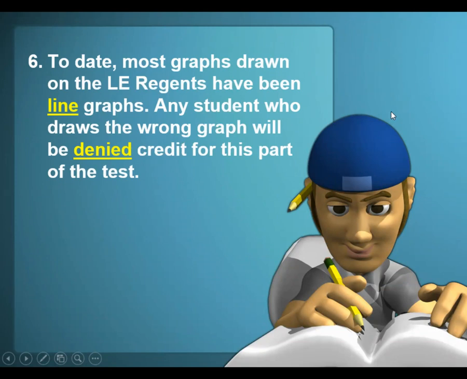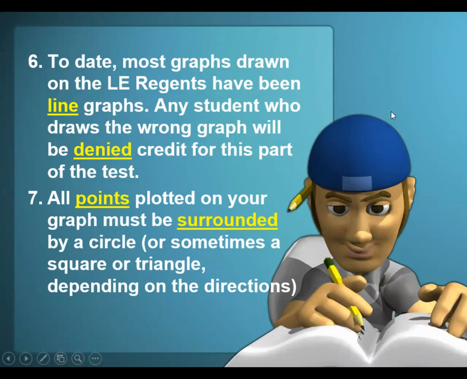And to date, most graphs drawn on the Regents exam are line graphs. If you draw a bar graph when they wanted a line graph, then you lose credit for the whole thing. And all points plotted on your graph have to be surrounded by a circle. Sometimes they want a square or triangle. Depending on how many lines you have to graph on there, you have to differentiate them.